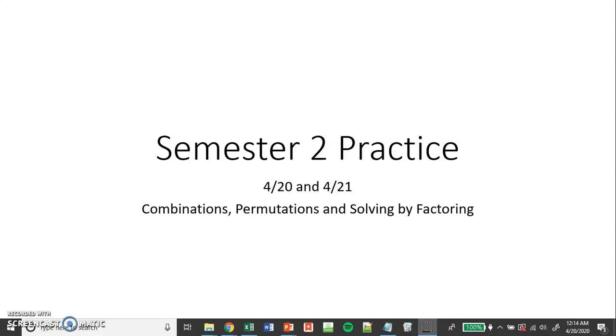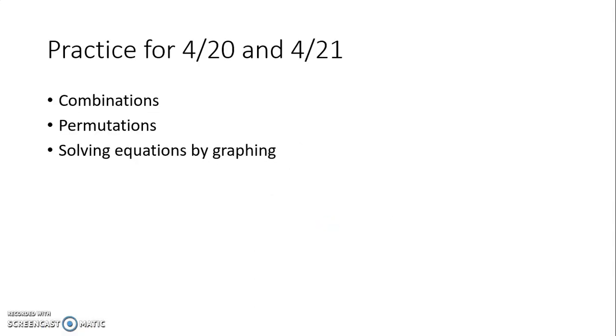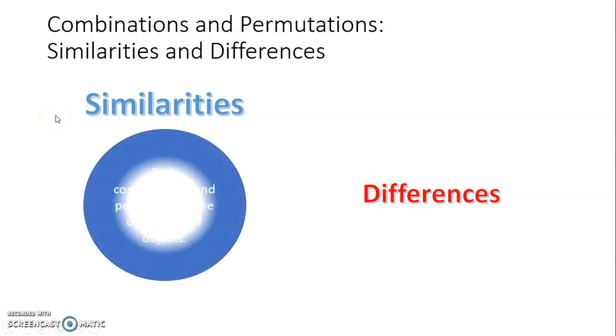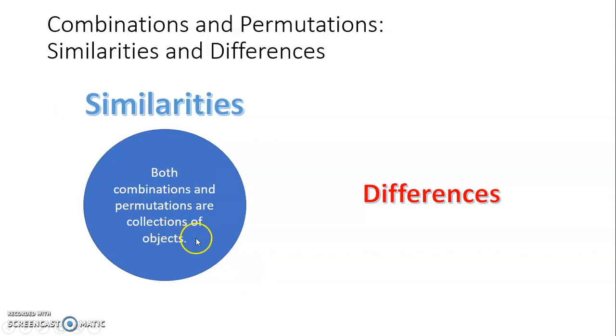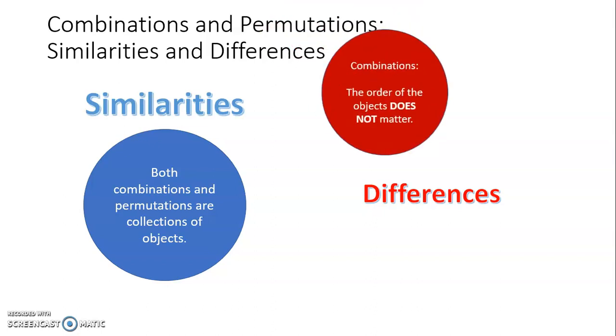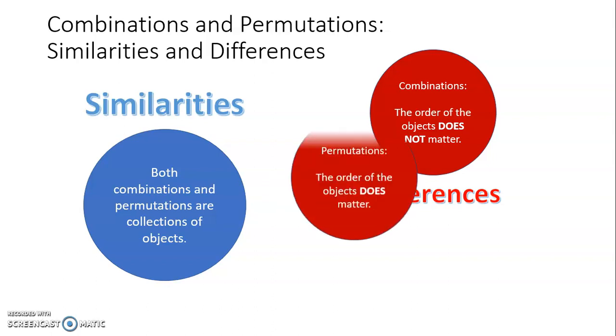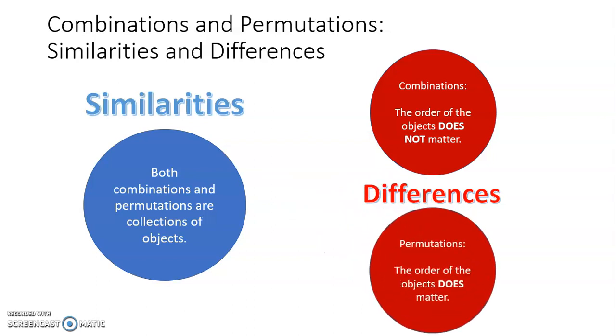So check it out. Let's talk quickly about the similarities and differences between combinations and permutations. The similarity is that we are talking about a collection of objects. So we're talking about how many different ways can we do something. The big difference is that for combinations, the order does not matter. And for permutations, the order, in fact, does matter.